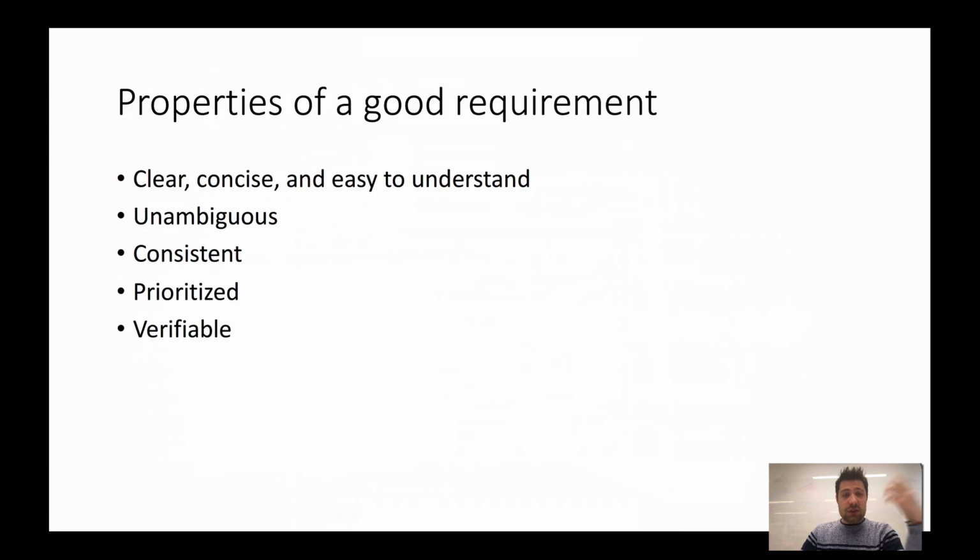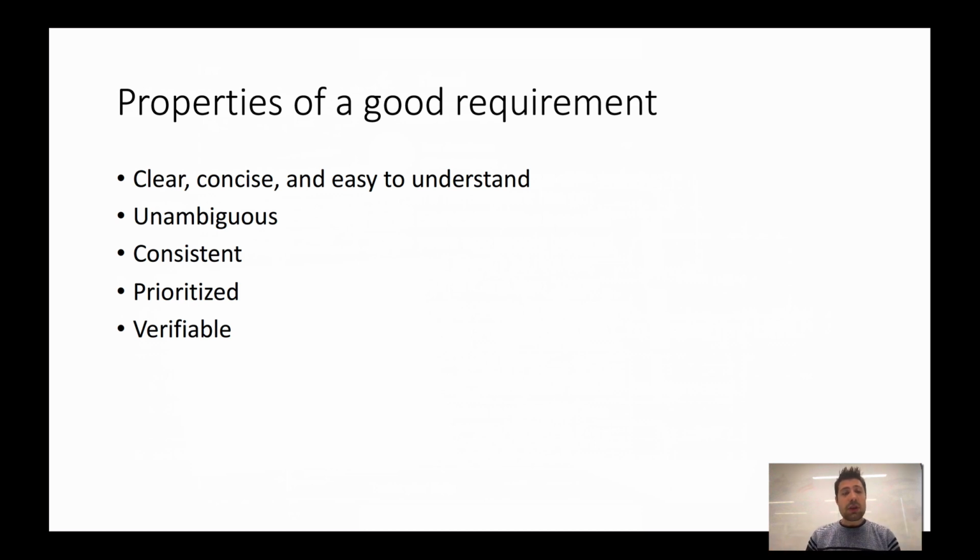Then we discussed properties of a good requirement. This is quite natural, right? You can feel what a good requirement is, but it's nice to formalize it. So a good requirement is clear, concise, easy to understand by both stakeholders and developers. It tries to be unambiguous, it tries to be consistent, and consistent means as soon as you have more than one requirement, are they consistent with each other?